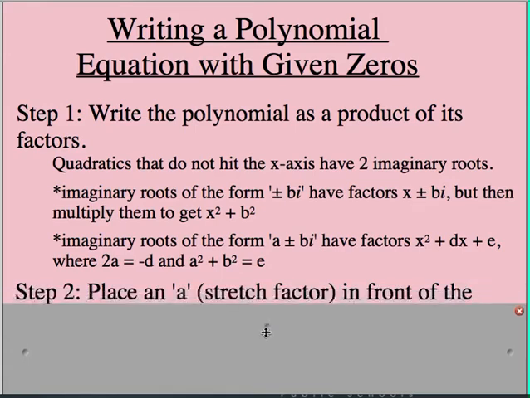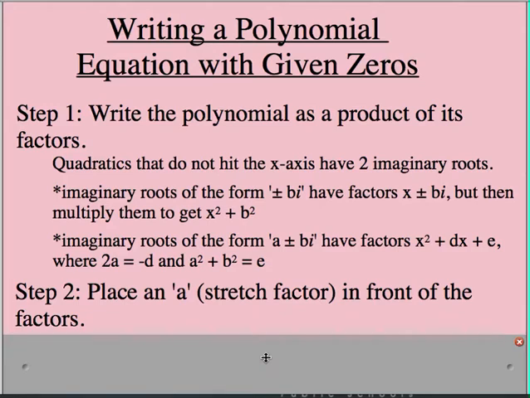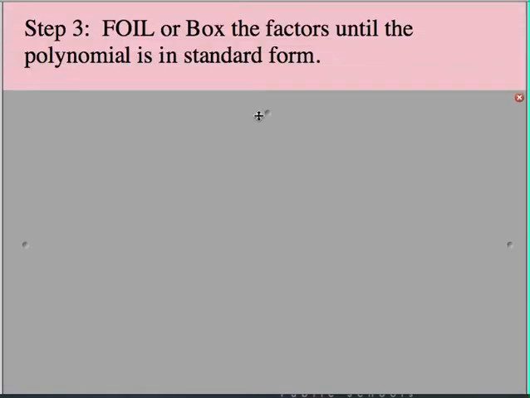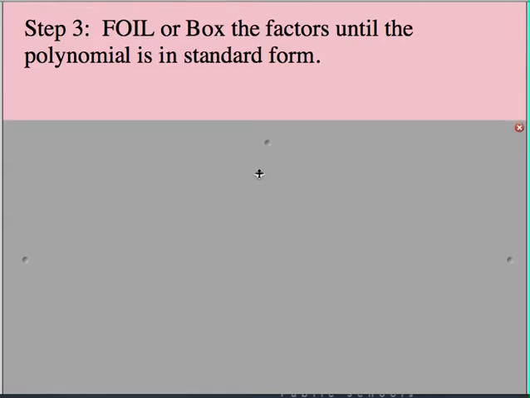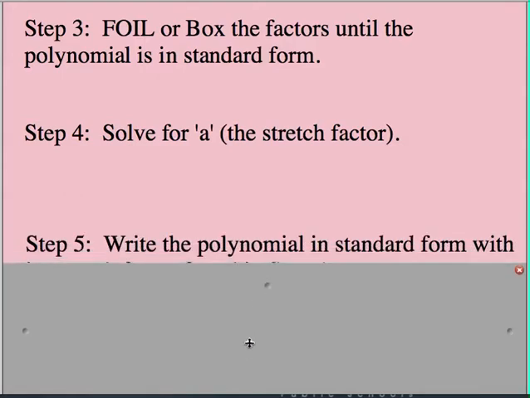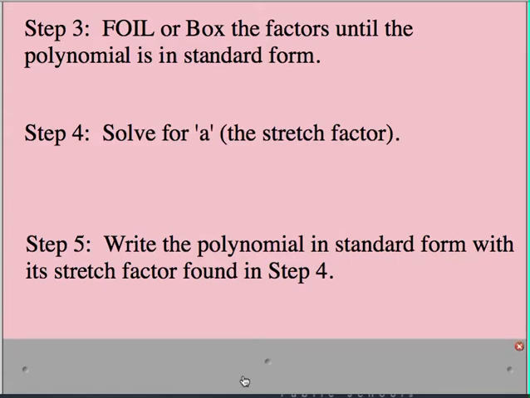After you've written the polynomial as a product of its factors, you'll want to place an a out in front of the factors, and this is the stretch factor. The third step would be to FOIL or box the factors until the polynomial is in standard form. The fourth step is to solve for the stretch factor. And the last step is to write the polynomial in standard form with its stretch factor found in step 4. So I'm going to walk you through these steps with a couple of examples.